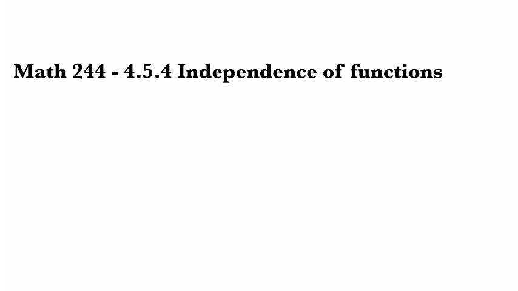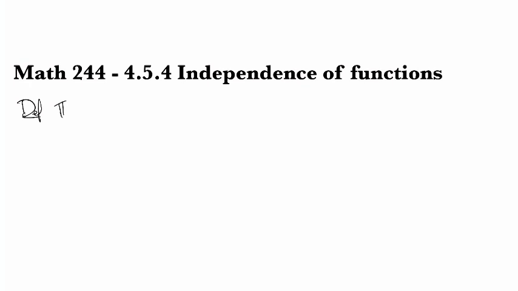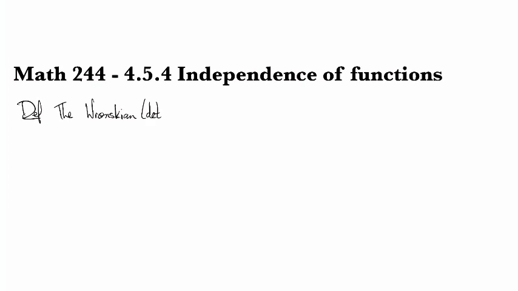So for determining the independence of a set of functions, we don't have row operations per se to deal with, except sort of we do. So we have an interesting tool in the toolkit. It's called the Wronskian Determinant. Most of the time we'll just call it the Wronskian, so I'll put determinant in parentheses.